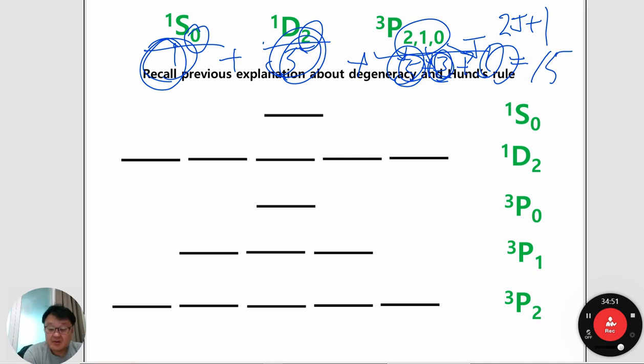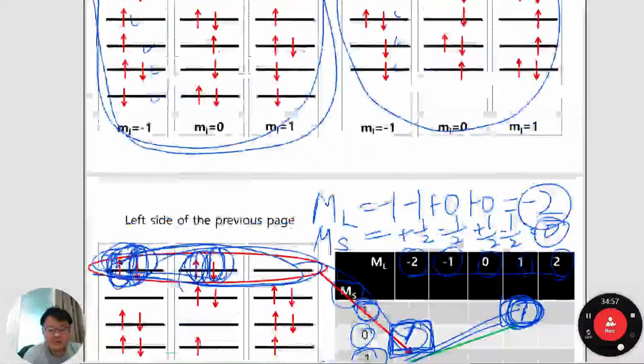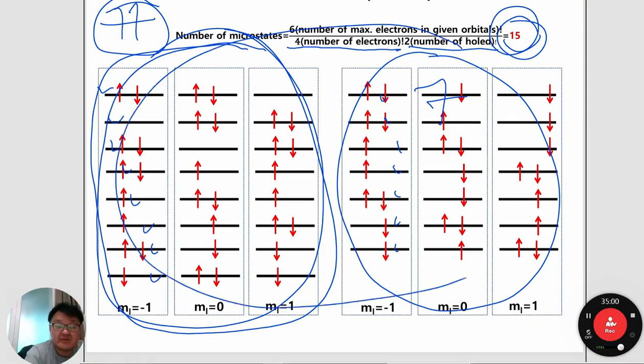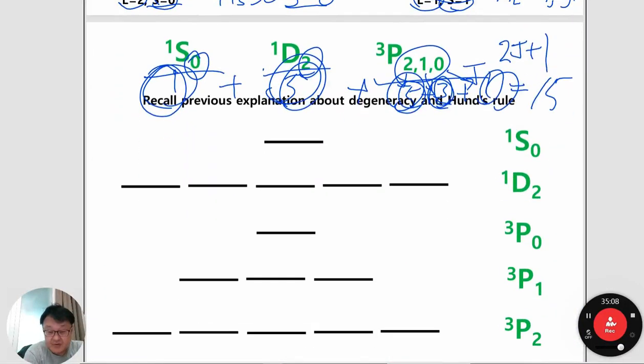So we started from 15 different microstates, and then we end up with now 15 different states with 5 different energy levels. So these 15 original microstates are reorganized into 5 different energy levels. Some of them have some degeneracy, so the total number of states becomes the same as the number of original microstates, which is 15 in this case.